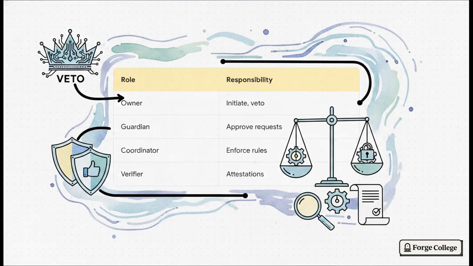Think of this like your engineering spec sheet. We've got 4 main roles here. First up, the owner. That's you. You initiate the recovery and, crucially, hold the ultimate veto power. Then we have the guardians, the folks who actually approve your recovery requests. Next is the coordinator, this unbiased entity enforcing the rules, thresholds, and time locks. And finally, the verifiers, who provide external attestations. Breaking it down like this means zero ambiguity during a live recovery event.